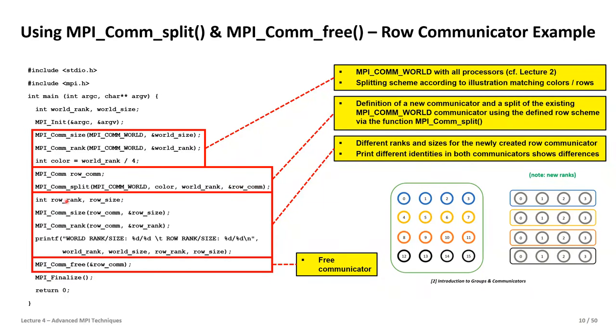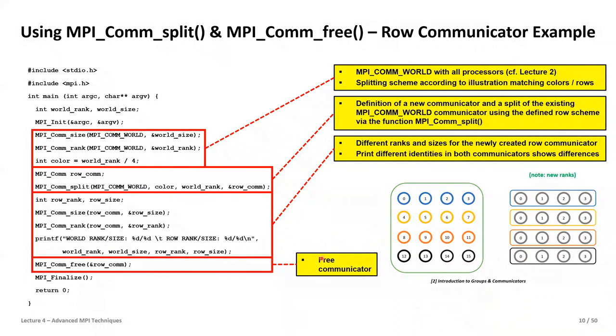And here you can see in row rank, row size, which is different now from the normal world size and world rank, which we basically give out here as an example in the printf statement. When you execute this, world rank, world size, and row rank, row size are all different, alluding a little bit to the visualization.